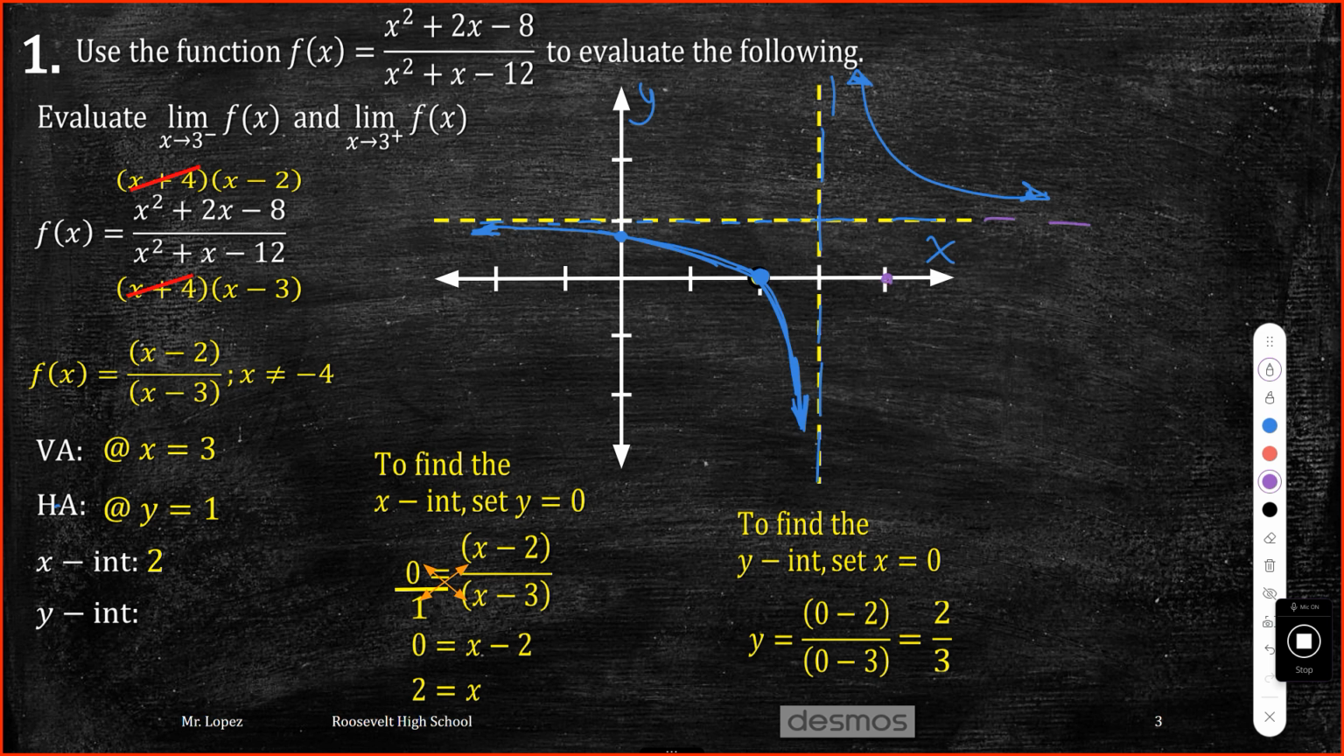So if you plug in, say this is 1, 2, 3, 4. If you plug in 4 here and plug in 4 here, you're going to get 2 over 1, which is 2. So at 4, it should be 2. So it is on top. Okay, so now let's answer the question.